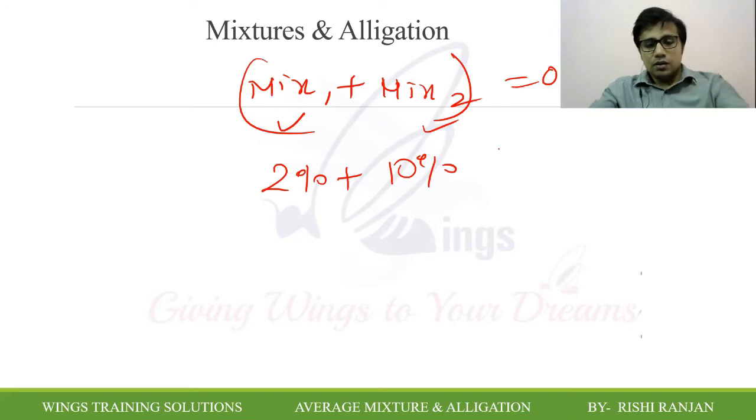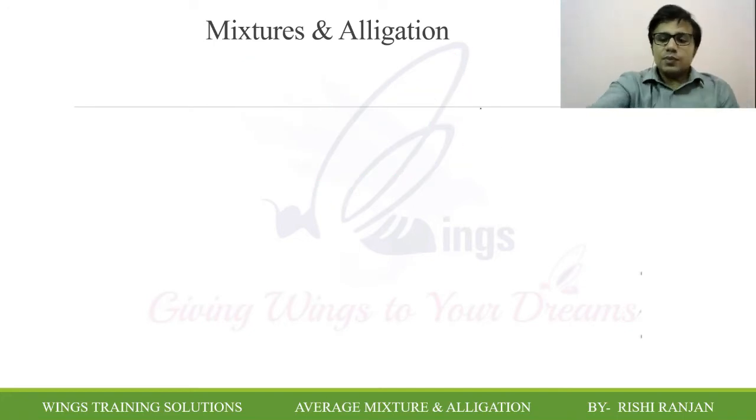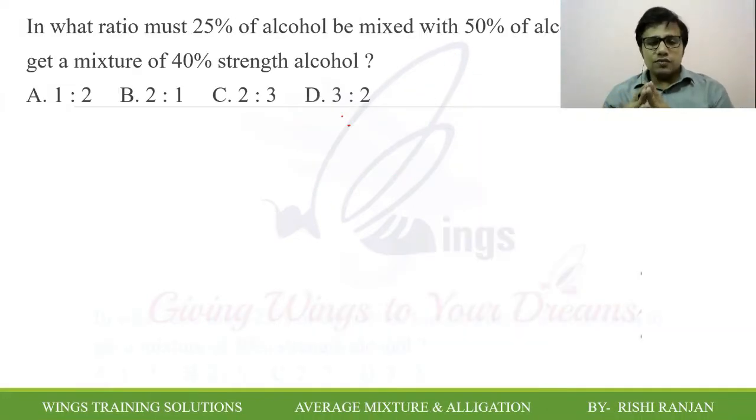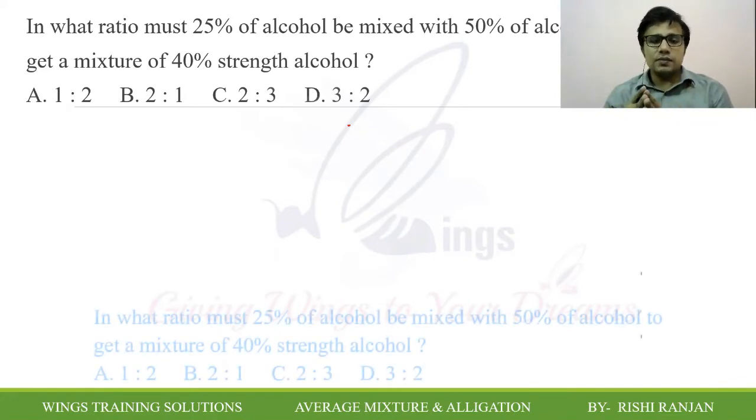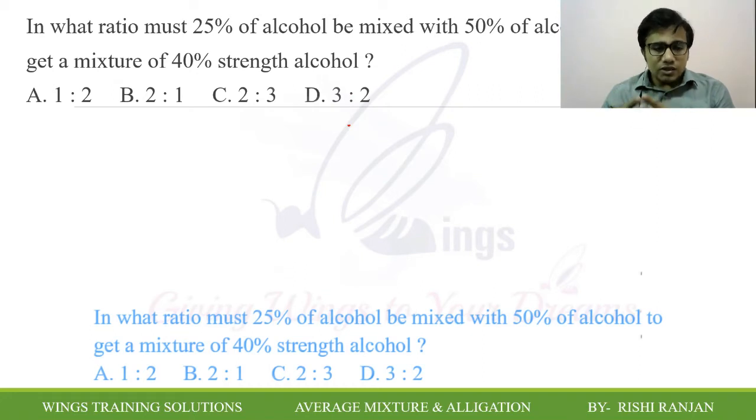Now, let's take one example to understand. In mixture, we can solve all the questions by normal, traditional methods, or we can apply alligation. Here in this class, I'm going to solve all the questions by using the alligation method only. Just watch it. Question number 1. In what ratio must 25% alcohol be mixed with 50% alcohol to get a mixture of 40% strength alcohol?